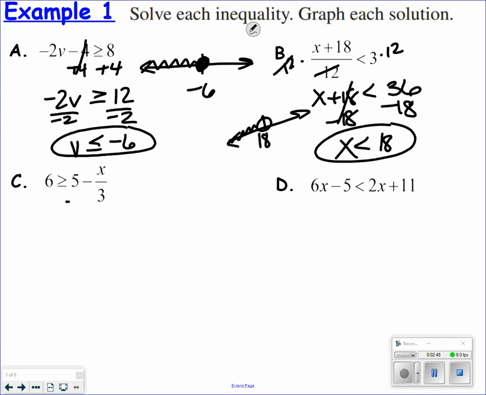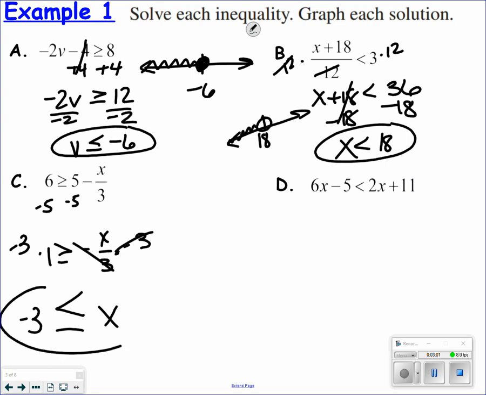Next one, I'm going to subtract 5 from both sides. Then I'm going to multiply both sides by negative 3. Multiplying by a negative changes the inequality symbol. So there's my solving. Graph, negative 3, closed circle because of the equal to, and the x values are greater than negative 3.